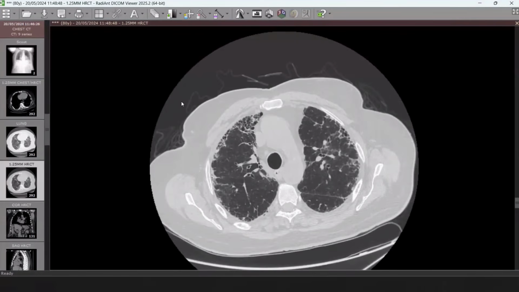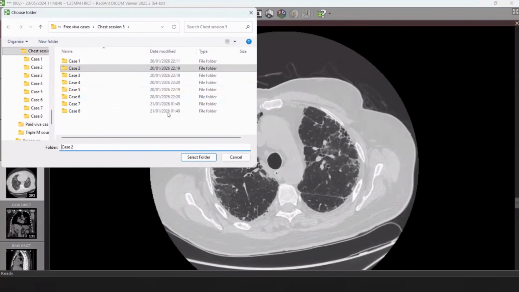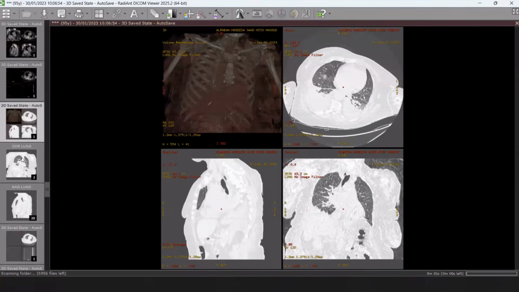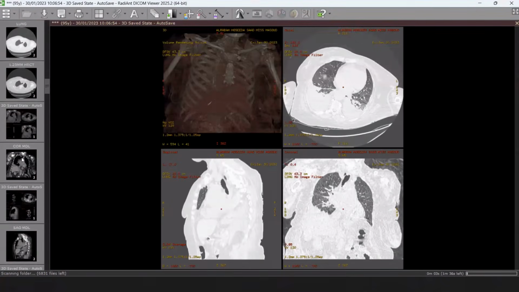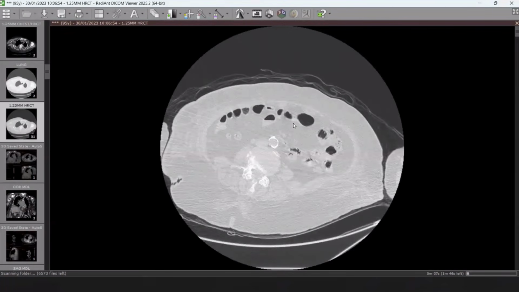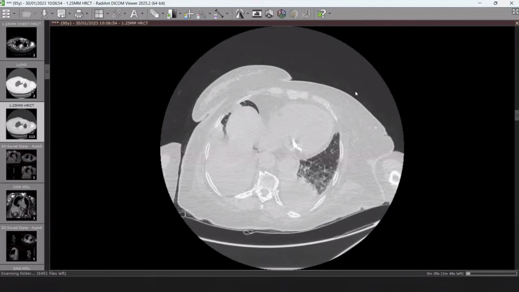Can we go to candidate number 3, please? Thank you so much. Candidate number 3. Sir, Assalamualaikum. How are you? Alaikum assalam wa barakatuh. How are you? Alhamdulillah. Are you ready? Yes, sir.